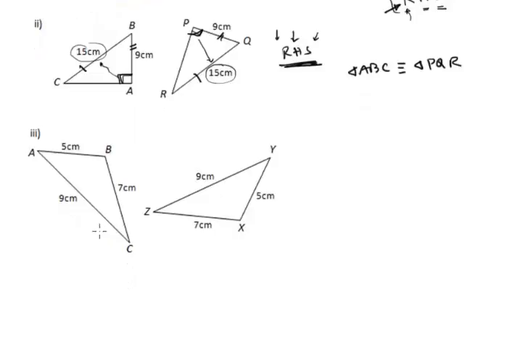In example 3, here AB is 5 cm, here XY is 5 cm. So these two arms are equal. BC is 7 cm, ZX is 7 cm. So these two arms are equal. AC is 9 cm and YZ is 9 cm. So these two arms are also equal. So between these two triangles, three arms, that is three sides, are equal. So these two triangles are congruent.